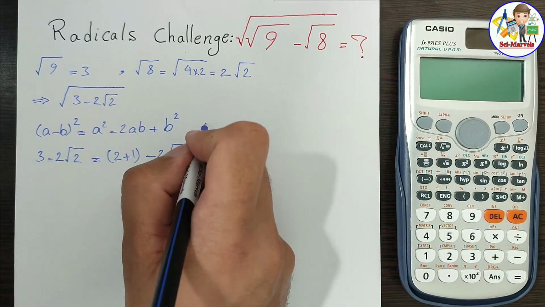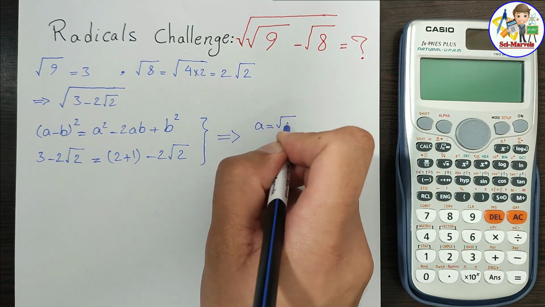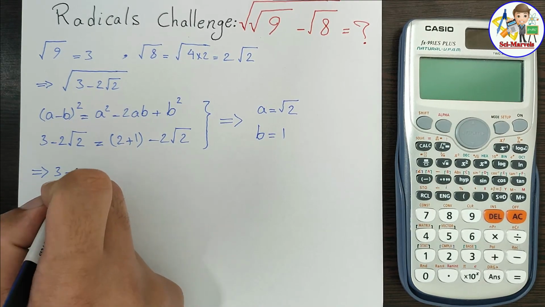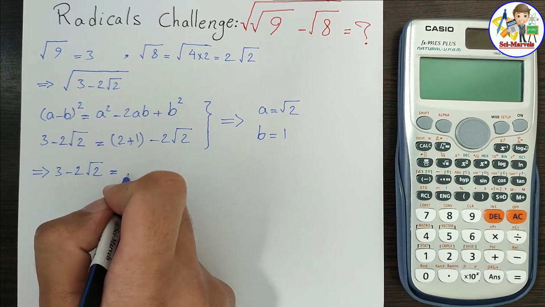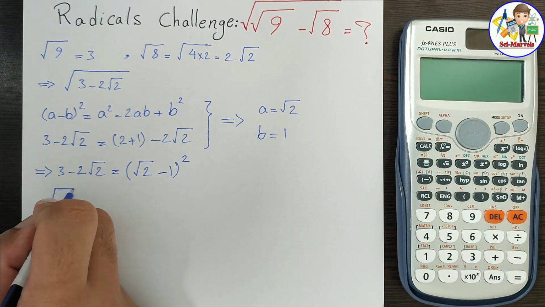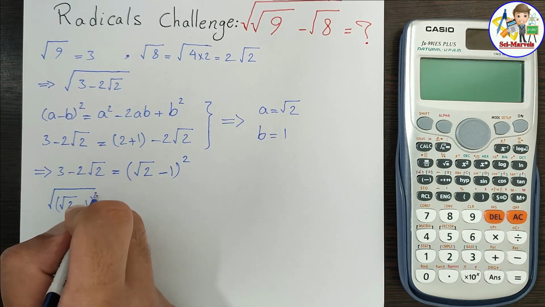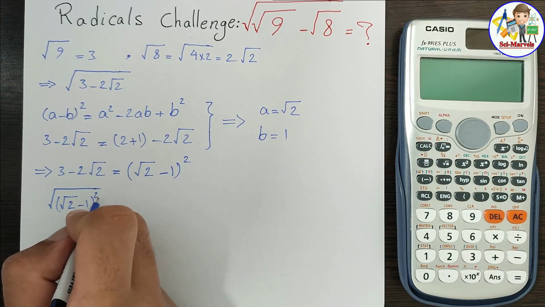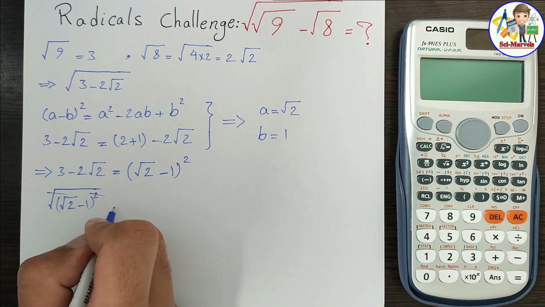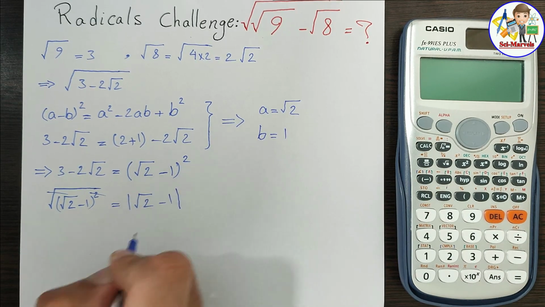Now we can see the square of a binomial in this term, where a equals the square root of 2 and b equals 1. So we can transform it into the square root of 2 minus 1, all to the power of 2. And we can write our original problem as the square root of the square root of 2 minus 1, all to the power of 2. The square root and the power of 2 cancel each other out, leaving us with the absolute value of the expression inside.